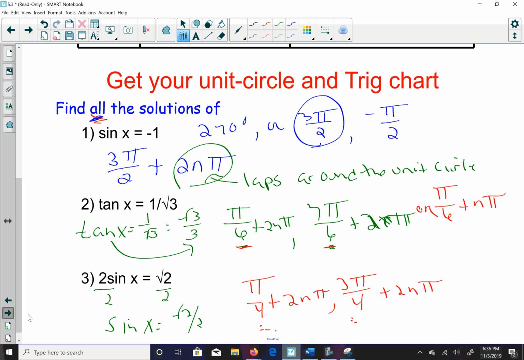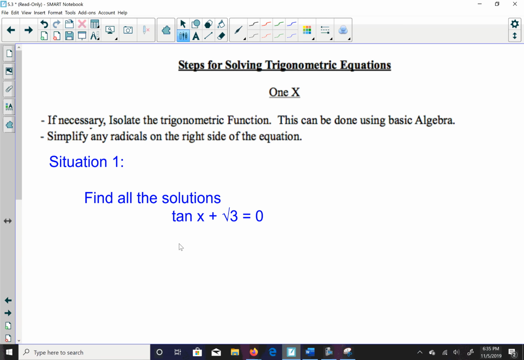So now let's get to our first situation. Our first situation is we're going to solve a trig function where I only have one trig function and I only have one x. So that was the example that I gave you, the tangent of x plus the square root of 3 is equal to 0. To solve this, I'm going to do basic algebra. I'm going to isolate my variable on one side. So I'm going to isolate tangent of x on one side. In order to do that, I'd have to subtract the square root of 3 from both sides. So I'm going to have the tangent of x is equal to negative square root of 3.